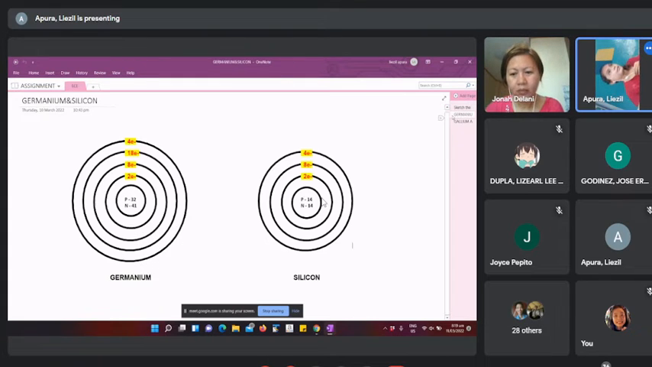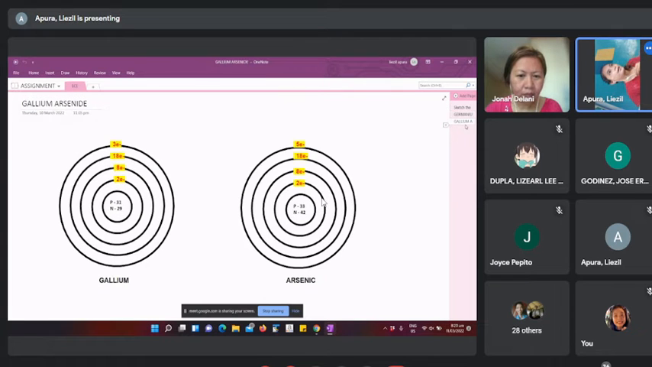And then this figure represents the atomic structure of germanium, while this figure represents the atomic structure of silicon. We can see that both have 4 valence electrons in the outermost ring, which implies that both can be either conductive or insulating materials. So we can say that both germanium and silicon are semiconductors.